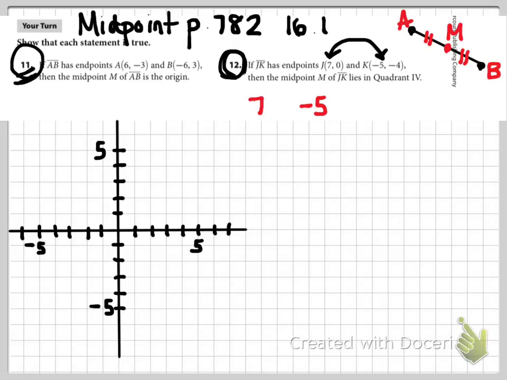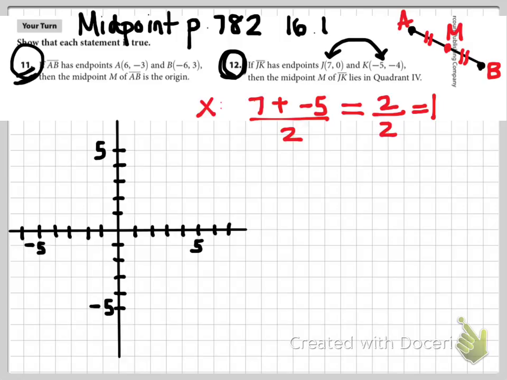Well, basically we're just saying, hey, find the average of 7 and -5. Okay? So let's add those 2 numbers together and divide them by 2. Well, that's going to be what? 7 plus -5 is 2. Divide that by 2, you get 1.